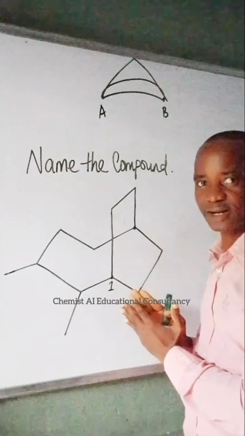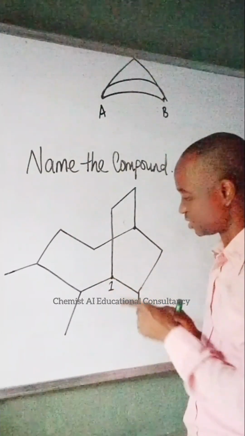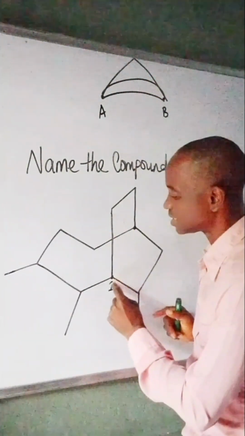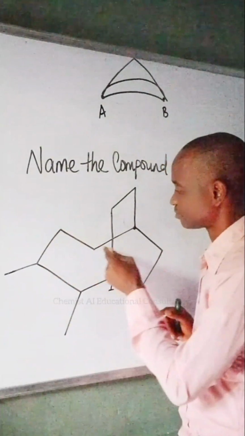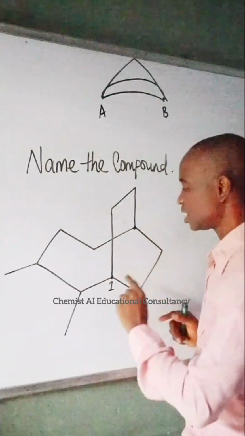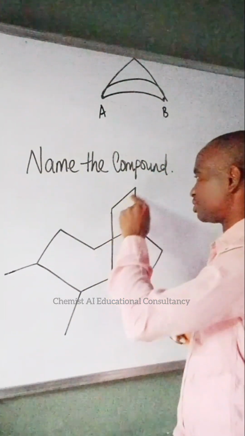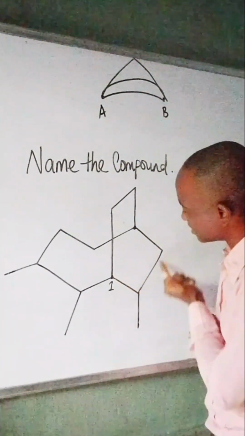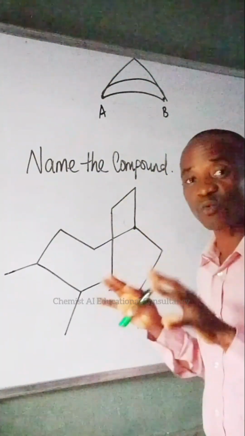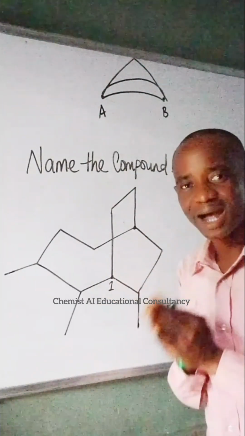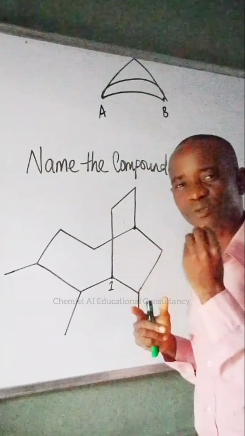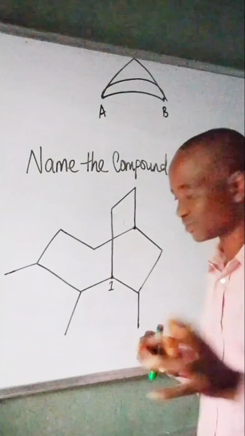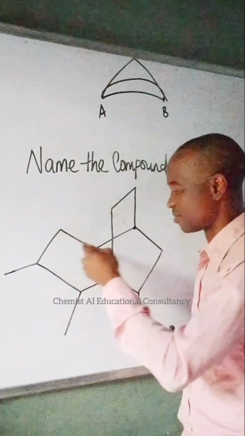After giving it number 1, you have to walk through the bridges. From this number 1 to the next bridgehead, you can decide to follow this bridge and meet there. You can decide to follow this bridge and still arrive there. You can decide to follow this and still arrive there. Now, which bridge are you going to pass first? You must pass through the longest bridge, the bridge that has the highest number of carbon. You can see this bridge has the highest number of carbon.